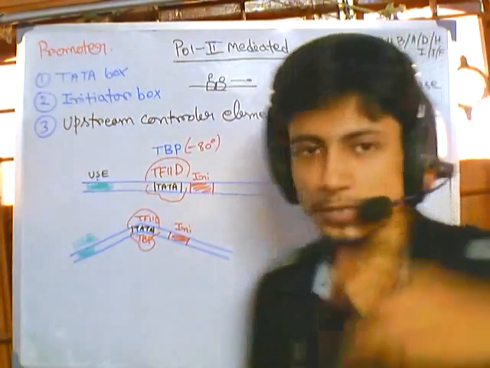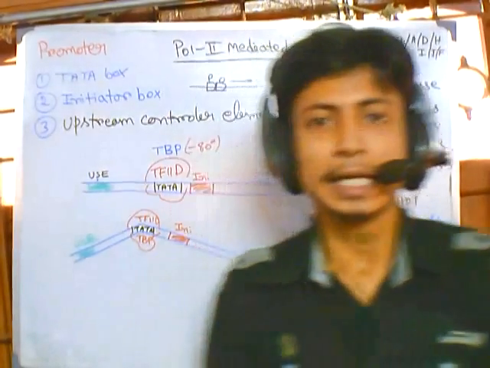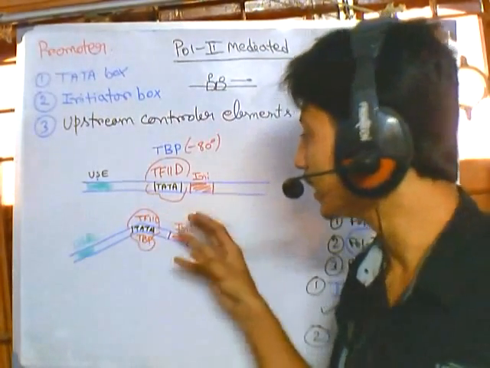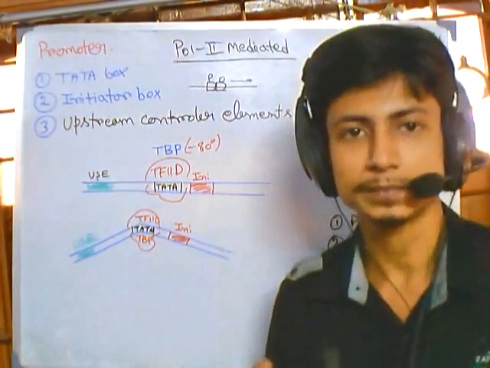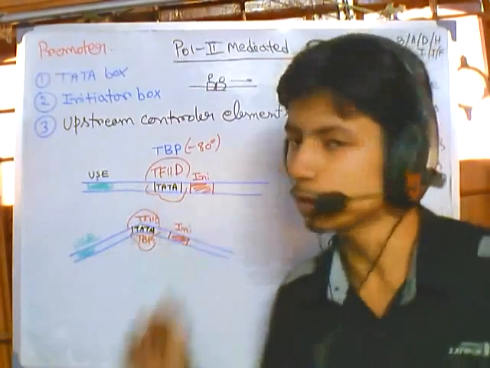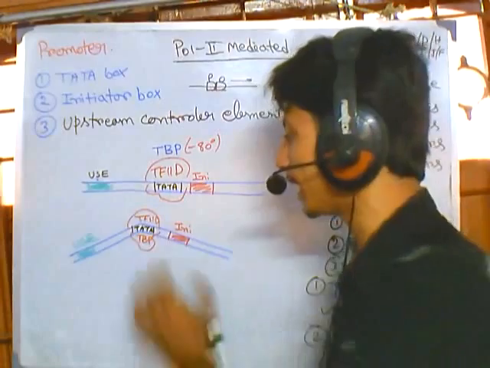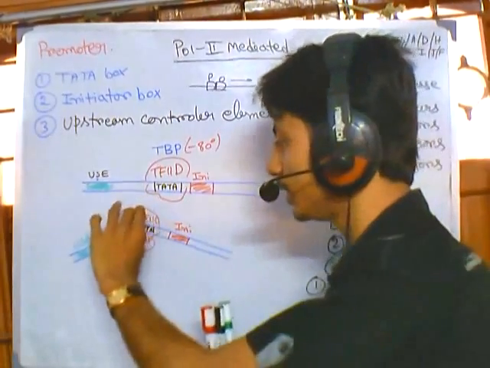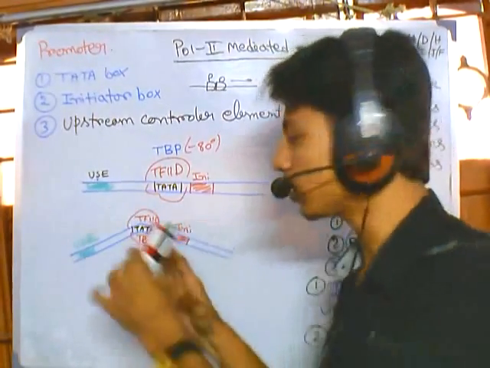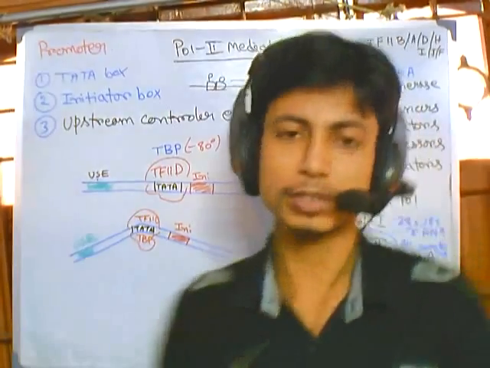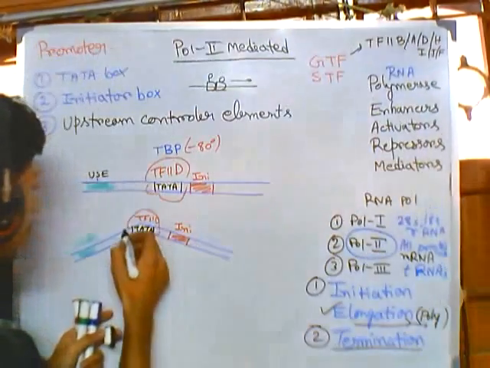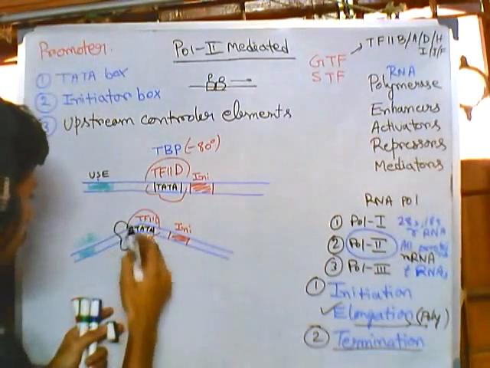Now the second point is that it will then recruit other proteins. Right after the binding of Tf2d, it will recruit Tf2a. Tf2a will come and attach to this Tf2d and the DNA to make this complex stable. So let us draw Tf2a. This is not that important, so let me just draw it.